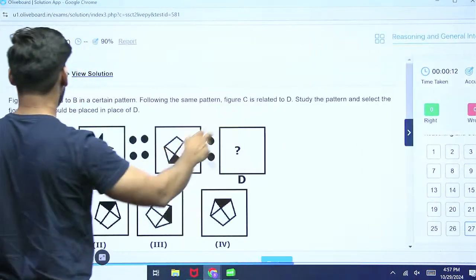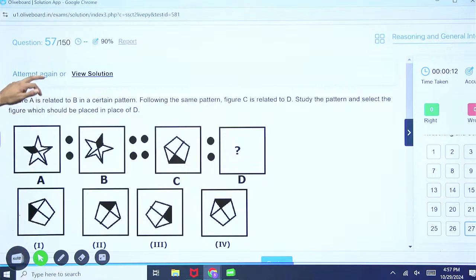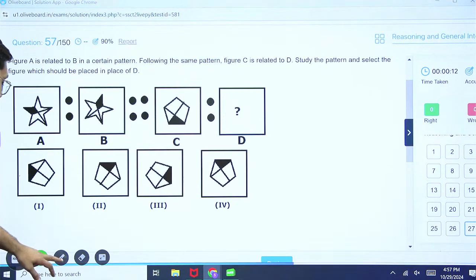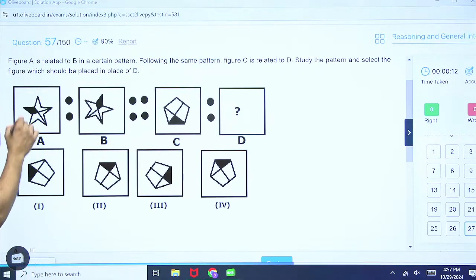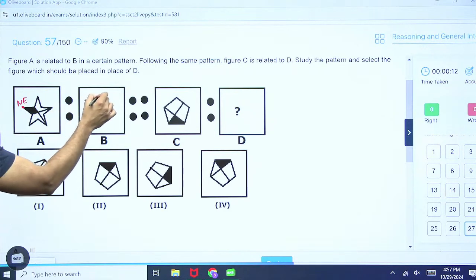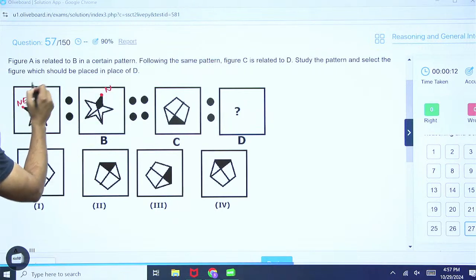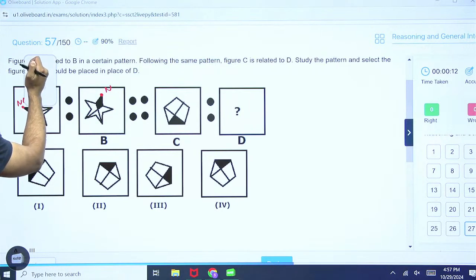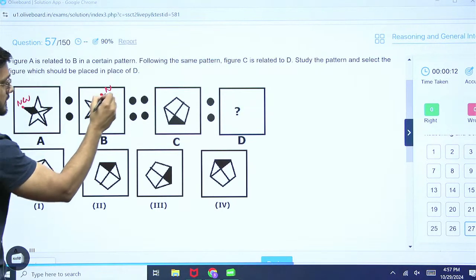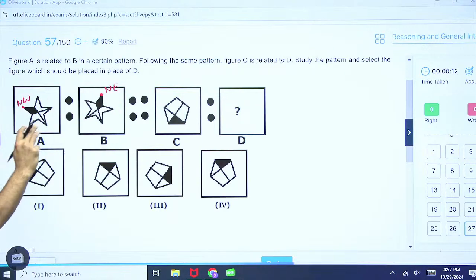27th question is from the analogy. This is facing towards northeast, and this is facing towards northwest. This is facing towards northwest, and this is facing towards northeast, right?